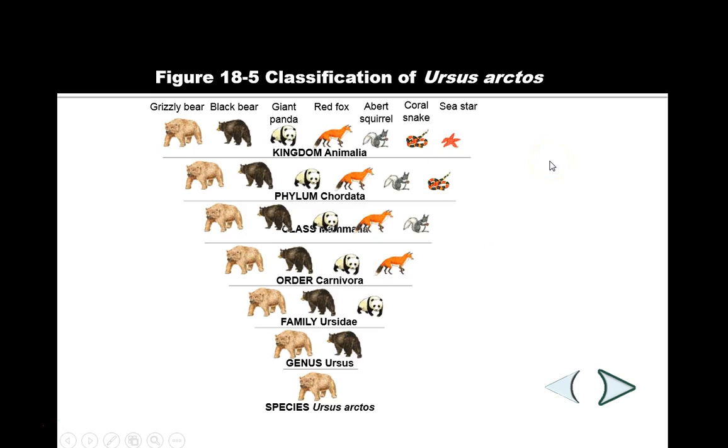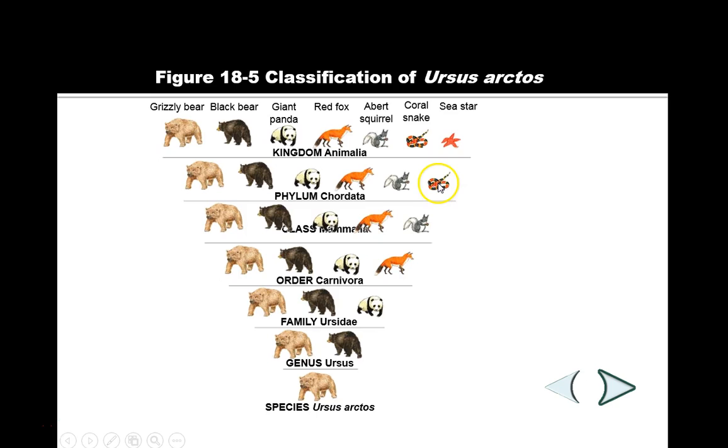So here's just another flow chart that kind of shows the broad kingdom category with different types of animals. And if we were trying to classify just the grizzly bear, we can see the phylum that includes all animals with backbones. So this eliminates the sea star. And then we get to the mammals. So again, mammals have hair. They give birth to live young. They nurse their young. So that includes all of these.